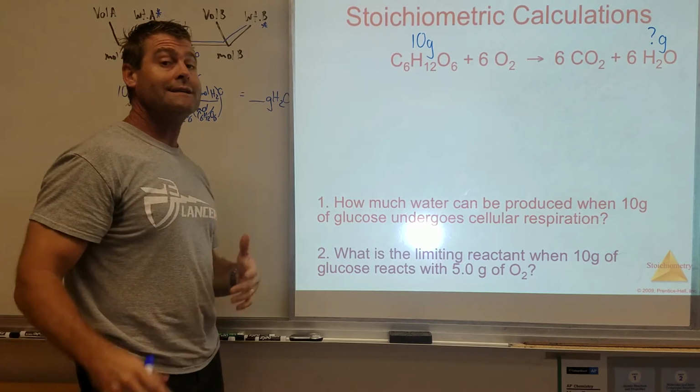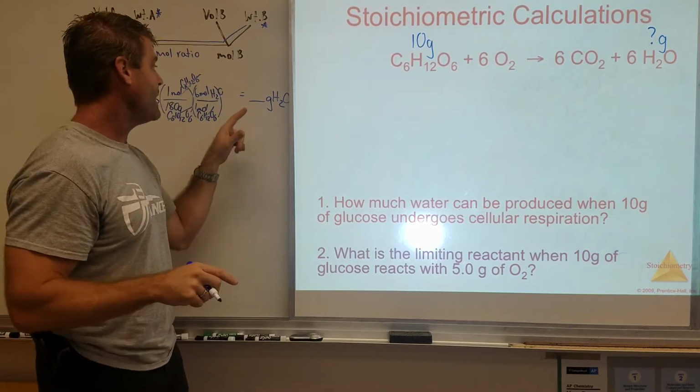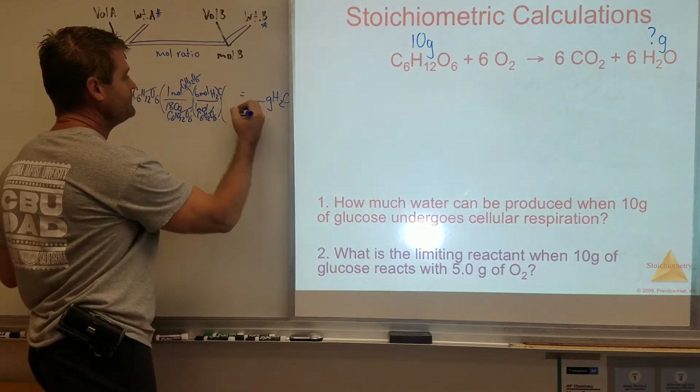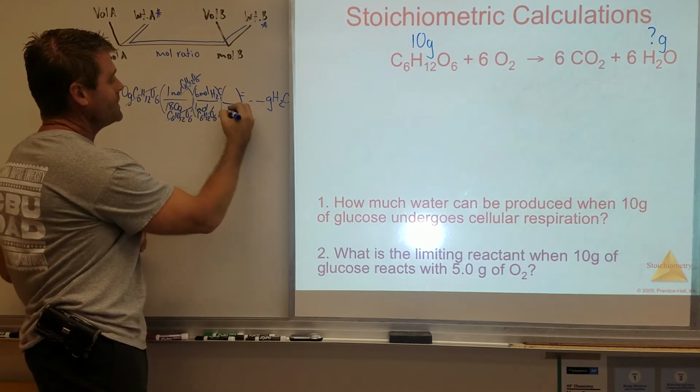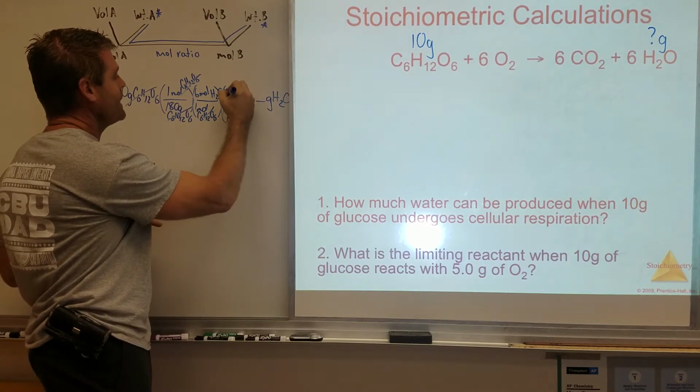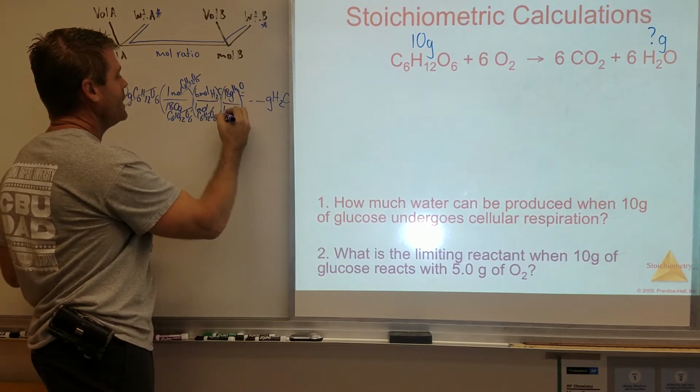Molar mass of water is 18. You should know hydrogen is 1, but I have 2 of them. So that's 2, and then oxygen weighs 16. That's 18 grams per mole. Well, I got the mole on top, so I'm going to put the 1 mole of water on the bottom, and that's equivalent to 18 grams of water on the top.